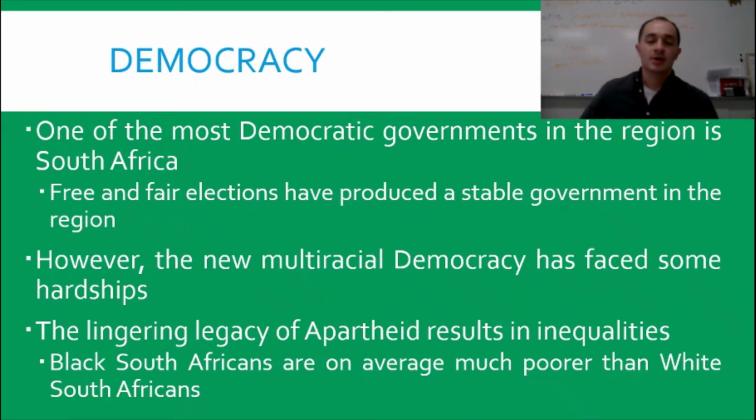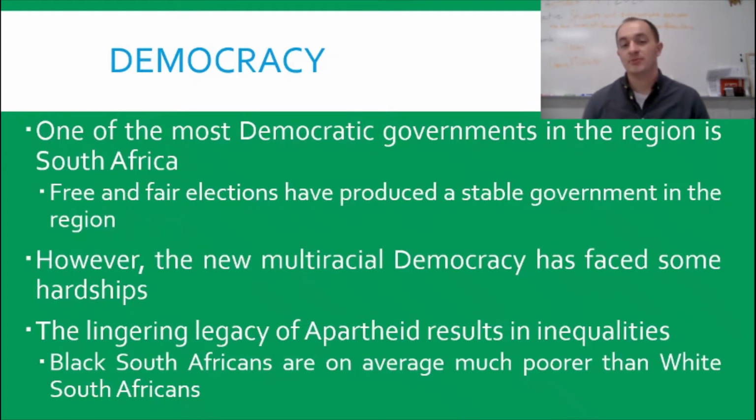So some examples of democracy in Southern Africa. One of the most democratic governments in the region is the country of South Africa. So we talked before about apartheid when we were talking about history. After apartheid ended, we had free and fair elections that produced a stable government in the region. So South Africa is our prime example of democracy in this area because the ending of apartheid allowed for all people to get the right to vote, and we see that results in the election of Nelson Mandela.